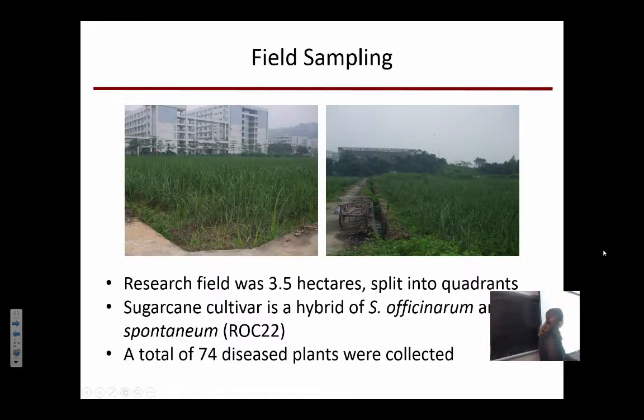So this is the sugarcane field that I was sampling from. It was approximately 3.5 hectares. I split it into quadrants in order to help me establish a systematic random sampling approach. The primary cultivar grown in this field is a hybrid known as ROC22, a hybrid of Saccharum officinarum and Saccharum spontaneum. And it's actually somewhat of a monoculture. They grow this cultivar throughout southern Asia, as well as other sugarcane growing regions. And a total of 74 diseased plants were collected from the field.